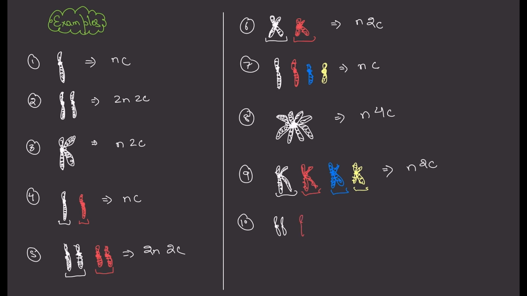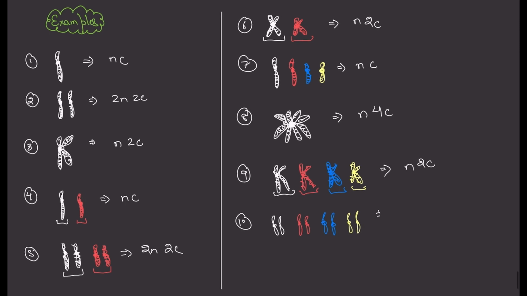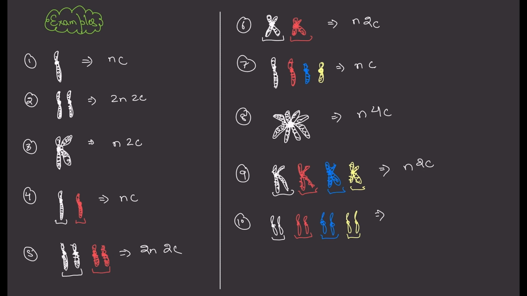Now let us take one more example. What do you think is going to happen in this case? Try to figure it out. Right? So again, how many copies of each type of chromosome? For white, we have 2 copies. For red, we have 2 copies. For blue, again 2 copies. For yellow, we have 2 copies. So for every type of chromosome, since we have 2 copies, 2 sets present, the ploidy becomes 2n.